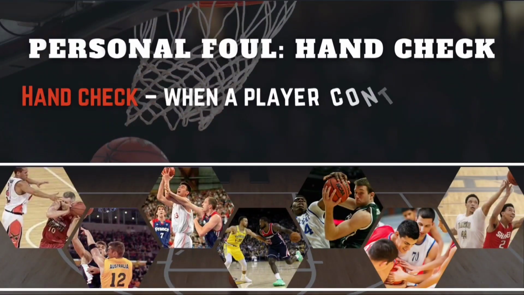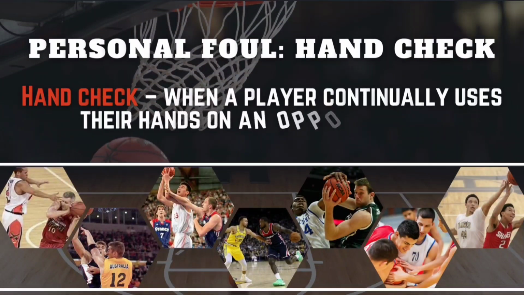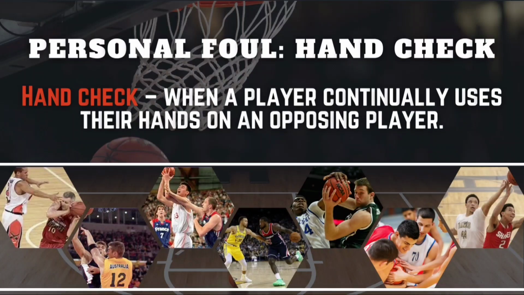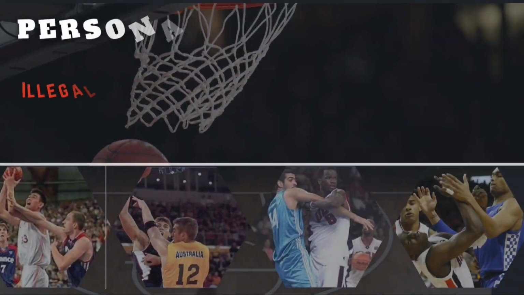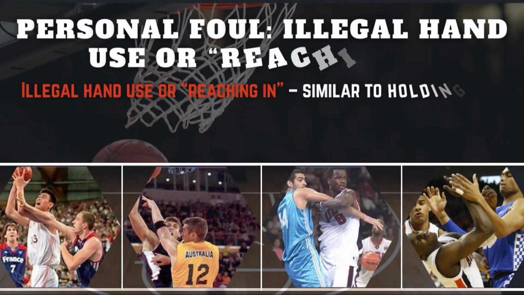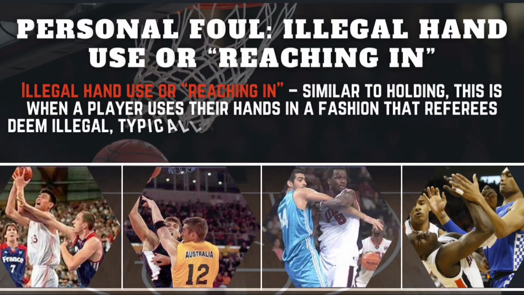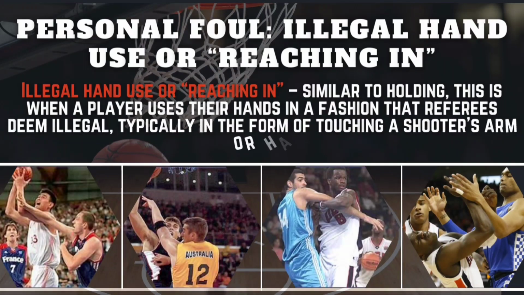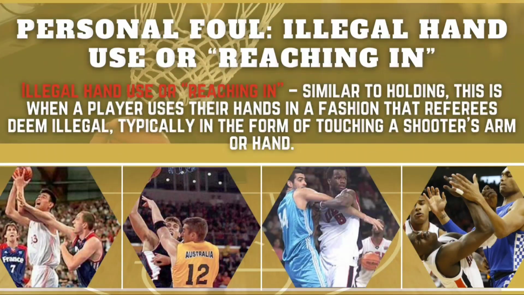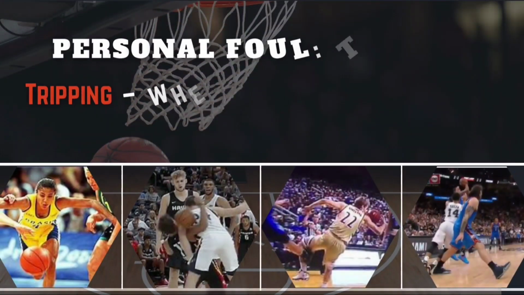Hand check. When a player continually uses their hands on an opposing player. Illegal hand use or reaching in. Similar to holding, this is when a player uses their hands in a fashion that referees deem illegal, typically in the form of touching a shooter's arm or hand.